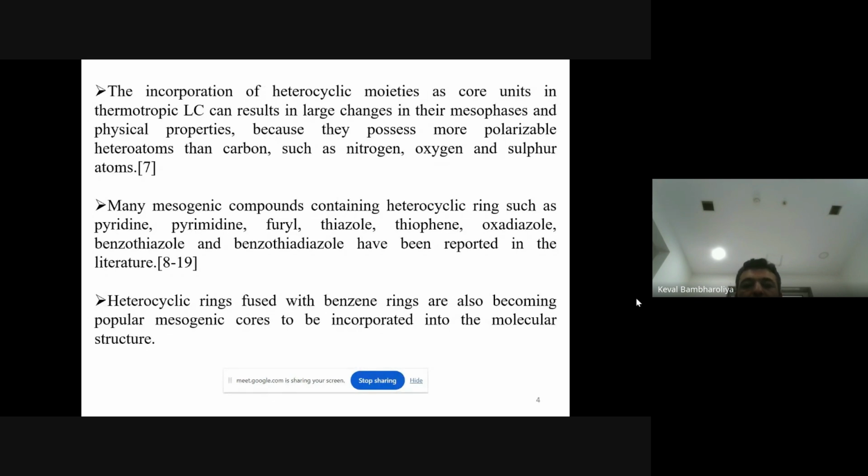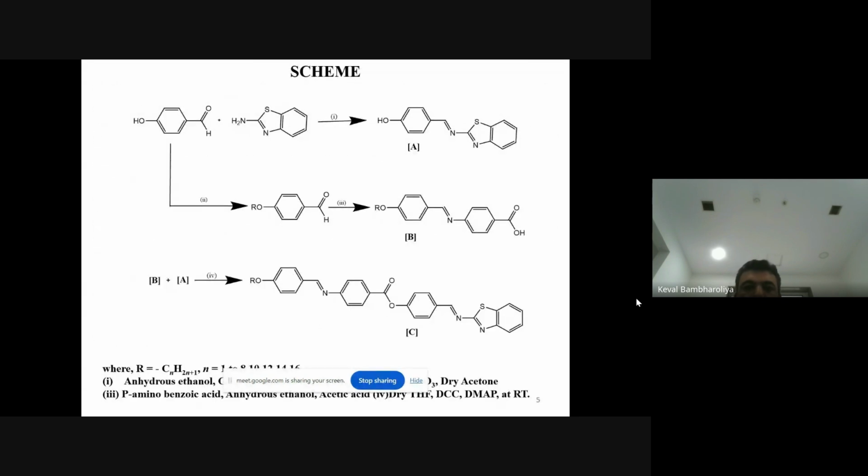Many mesogenic compounds containing heterocyclic rings such as pyridine, pyrimidine, furyl, thiazole, thiophene, oxadiazole, benzothiazole, and benzothiadiazole have been reported in the literature. Heterocyclic rings fused with the benzene ring are also becoming popular mesogenic cores to be incorporated in molecular structures. Now this is my scheme, sir.